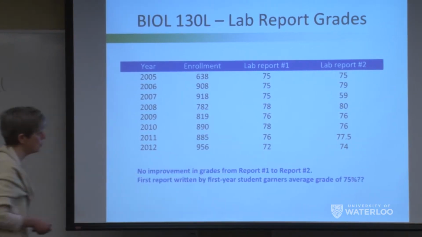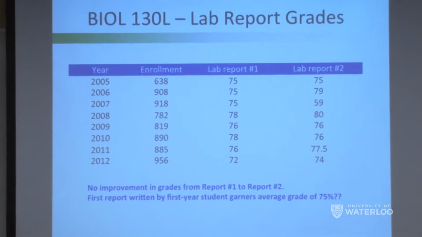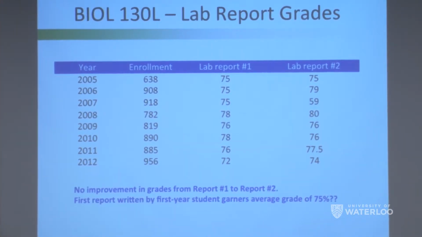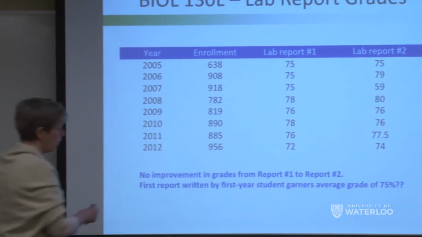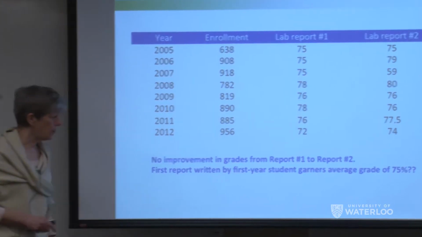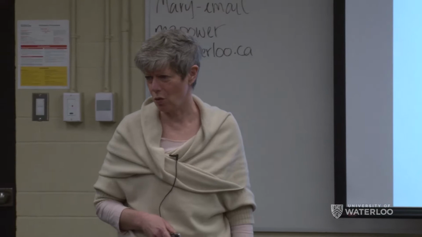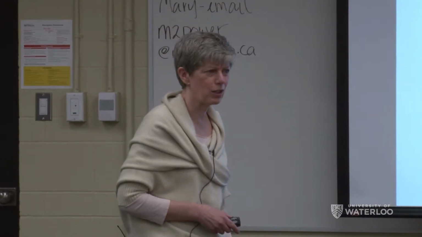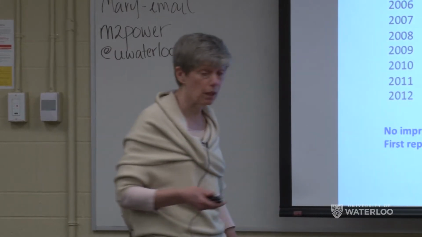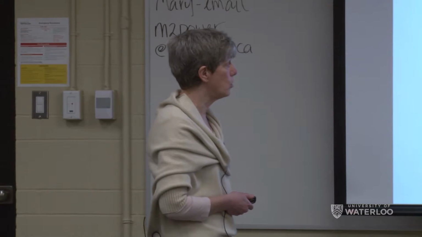So there are 2 concerns here for Dragana. No improvement in the grades from the first report to the second. So where's the learning? And the biggest one that bothered, well, these are both of equal concern, but the first report written by a first-year student is getting a 75% grade. So again, it comes back to the marking, not how well-meaning our TAs are, but just what kind of feedback we're giving students.